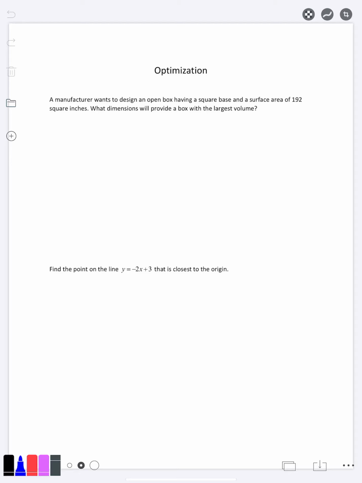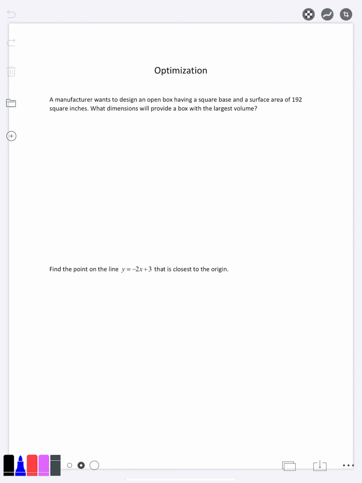So the first thing we see here is that it says a manufacturer wants to design an open box having a square base and a surface area of 192 square inches. What dimensions will provide a box with the largest volume? So the idea is, let's say you have a manufacturer and they happen to have a bunch of material lying around in multiples of 192, and they want to make boxes out of it. And obviously they want the boxes to be able to hold as much as possible, so the box is as useful as possible. We're trying to find the optimal dimensions to make this work.